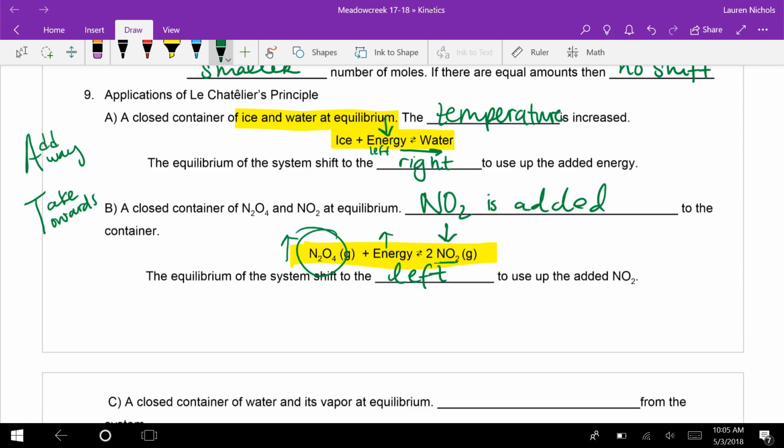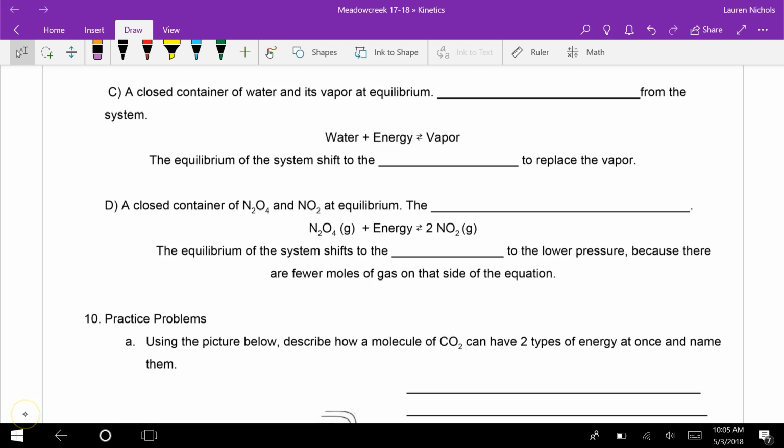And so the next one, the closed container of water and its vapor at equilibrium. So we have water plus energy equals vapor, which is the gaseous form. So what we have here is vaporization or boiling kind of happening. And what happens is vapor is released from the system. So if I release it, it means I'm taking vapor out of the container.